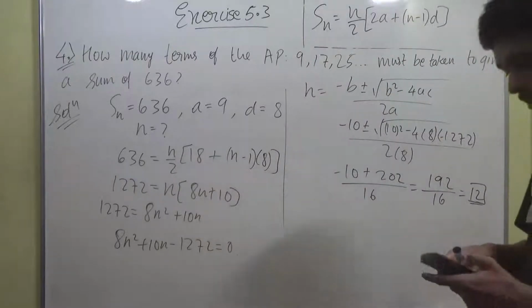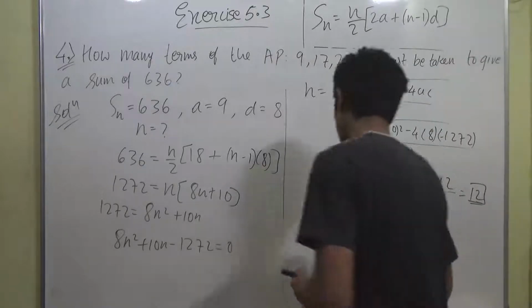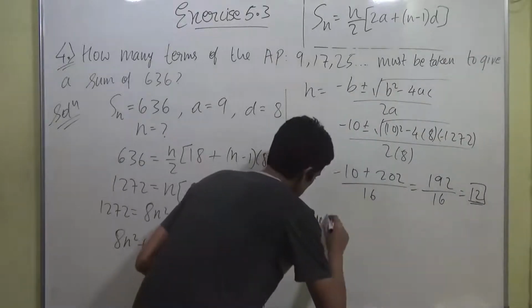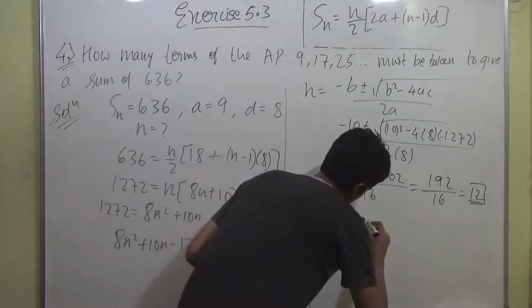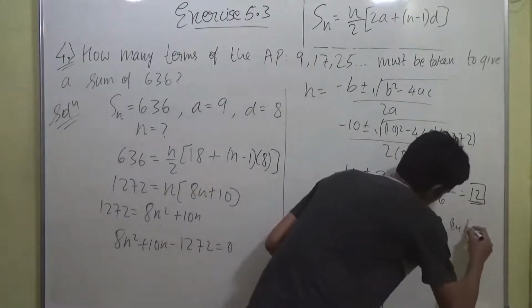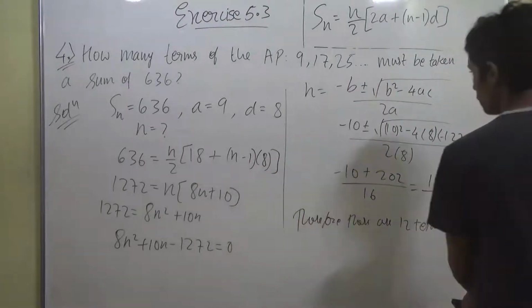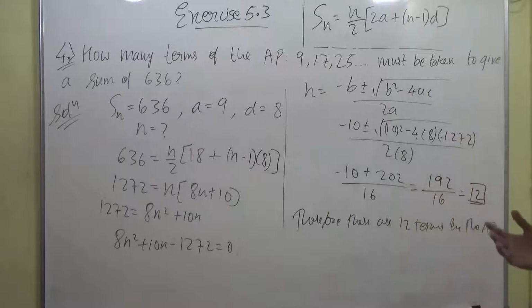That's the solution. Therefore, there are 12 terms in the AP. That's your answer. You can copy it or take a screenshot now. After this, let's go to the next question.